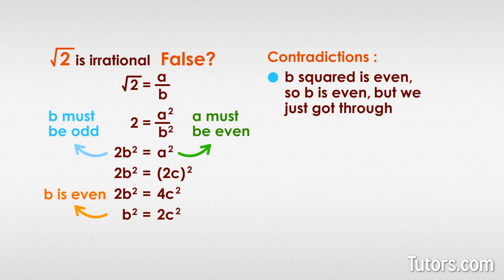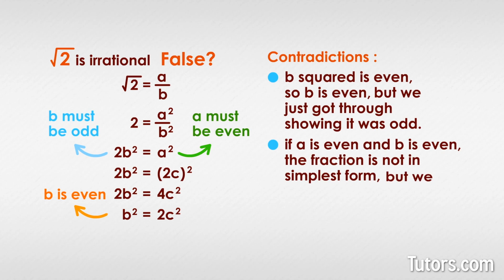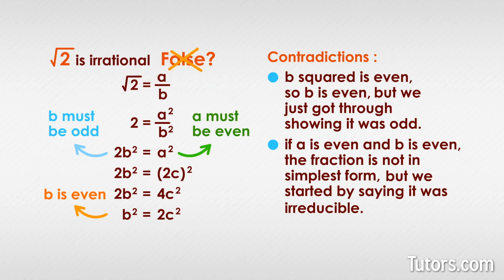But we just got through showing it was odd. It is also contradicted because if a is even and b is even, the fraction is not in simplest form. But we started by saying it was irreducible. The square root of 2 cannot be rational, so it must be irrational. You have proven the truth of a statement by showing that a claim that is false cannot hold up to logic.